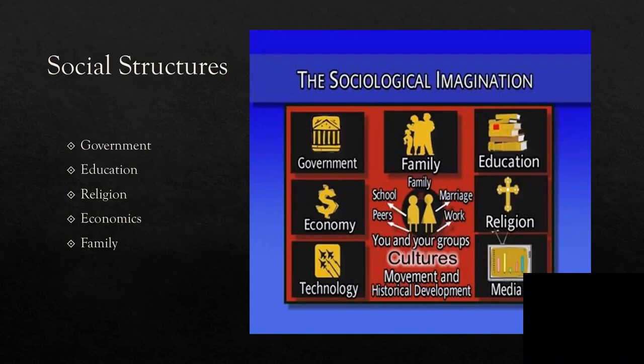One of the ways in which society has a very strong influence on who we are is through what we call social structures or social institutions. So social structures are things like government, education, religion, economics, family, economy, technology. These are all social structures within our society. So don't think of government as just the DMV or just Congress, right? The government is the system of government within our society and how that influences us.